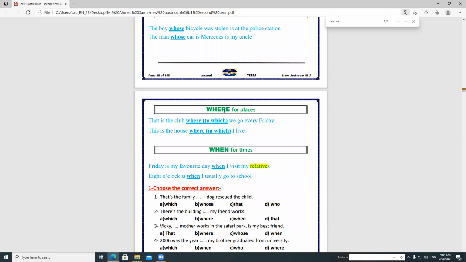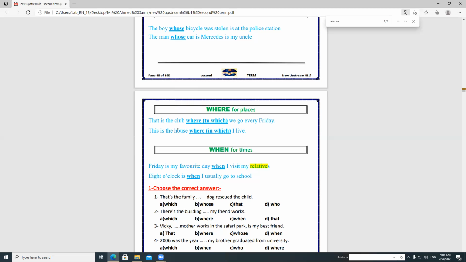Okay, the next pronoun is where, and of course we are using where for places. So that is the club where we go every Friday. So here we are talking about the club, but let's notice something. We need to know when we have to use which with something, because the club is something, and when we have to use where with the same club. Okay, so if we are talking about the club as a place we go every Friday, here we have to use where because we are talking about the club as a place.